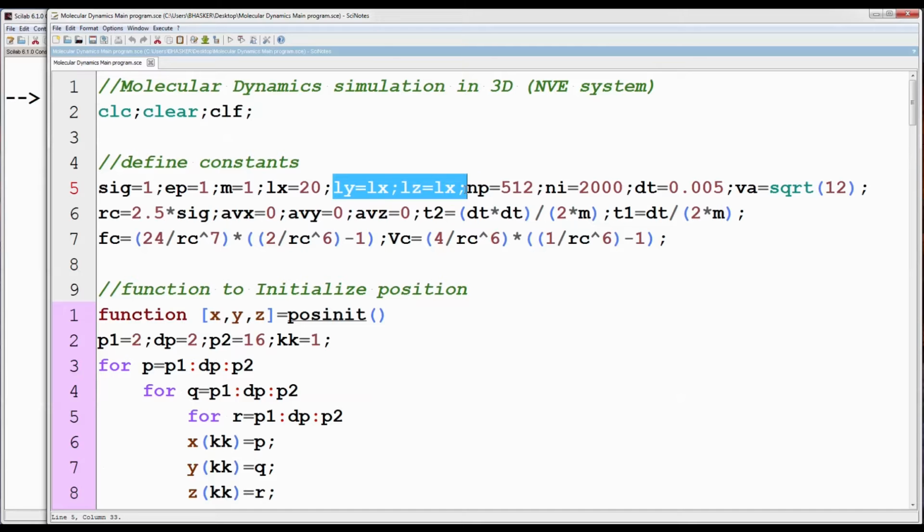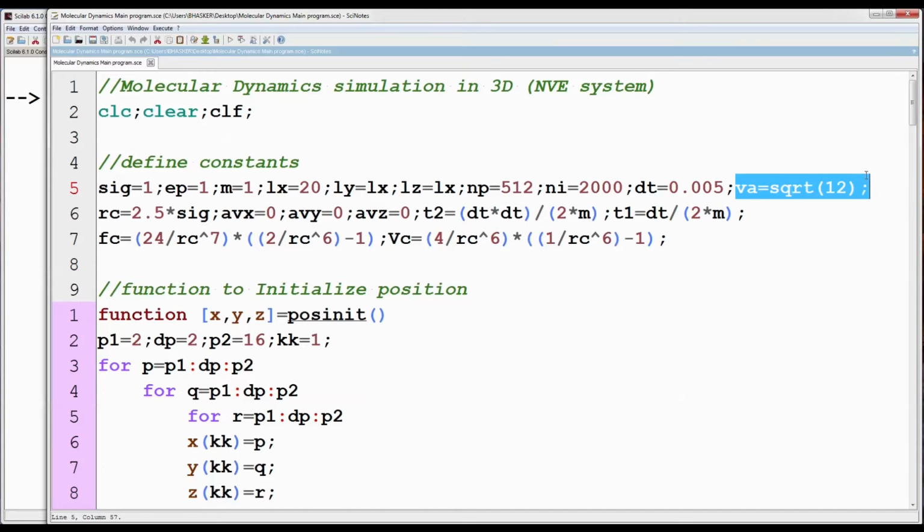Np, number of particles 512, we have already discussed it while initializing the positions. Ni, number of iterations. Ni should be large so that we give ample time to the system to reach equilibrium. However, it should not be too large. Otherwise, you need a lot of time to simulate the program. dt 0.005. For more accuracy, you can take dt less also.